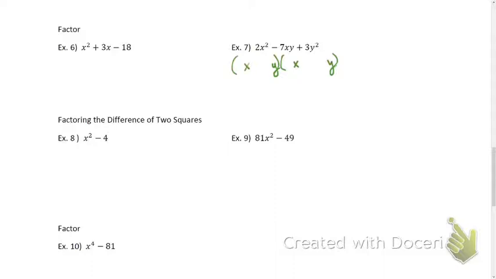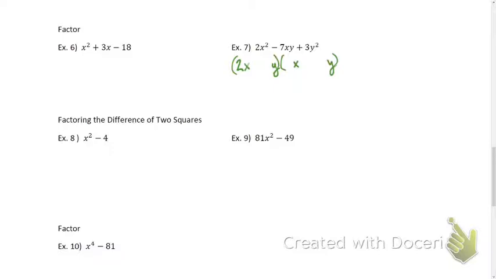This one would be an easy one to do in your head because there are not many factors of 2 and not many factors of 3. So, for example, you could go ahead and just decide you're going to do 2 times 1, so just x, to get 2x squared. Now, I need to end up with a negative 7, so I'm going to use negative 3 and negative 1 to multiply to get a positive 3.